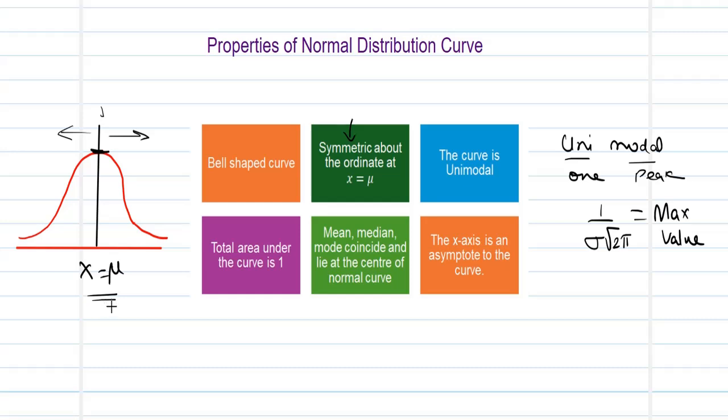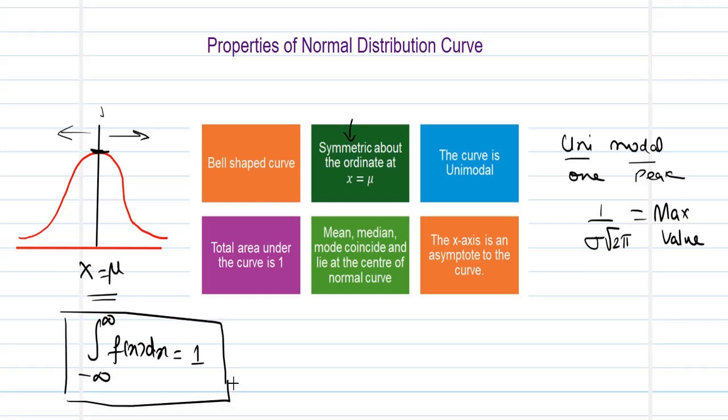Next property is that the total area under the curve is 1. Why is the total area under the curve 1? We know that the integral from minus infinity to infinity of f(x) dx is equal to 1. We know this as a property from our random variables.